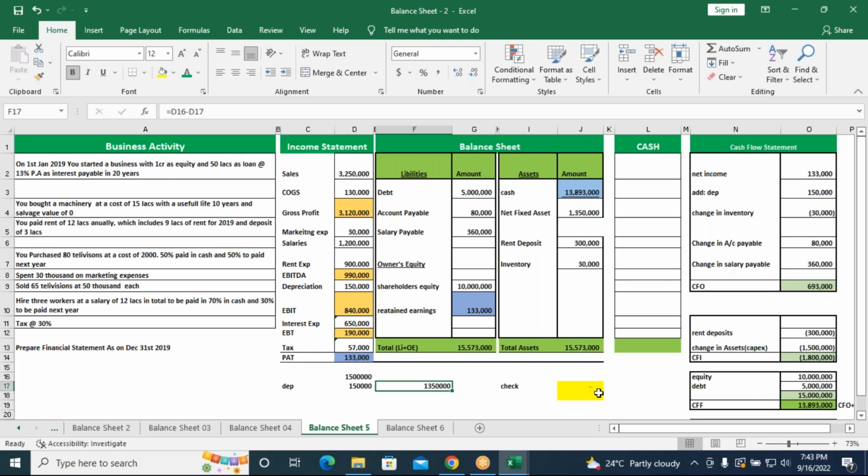So understood with this also? Any doubts, girls? Girls? No doubt, ma'am. Okay, so let's go for the cash flow statement, where we have only two things to be done.